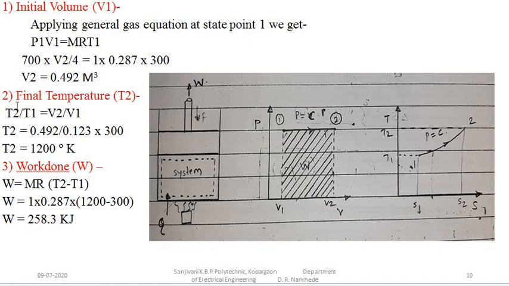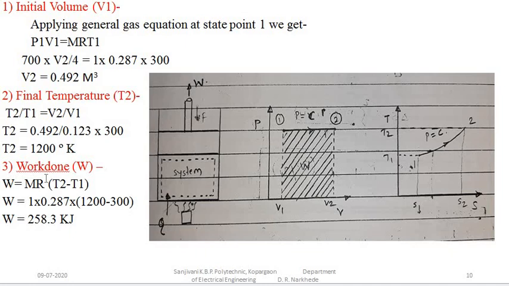Now the second parameter is the final temperature T2, which we have to calculate. We can use the volume and temperature ratios for the constant pressure process. So T2 upon T1 is equal to V2 upon V1. So T2 is equal to, putting these values, 0.492 divided by 0.123 into 300. So T2 is 1200 degree Kelvin. This is the value of temperature T2. Now we have calculated both the volumes and the final temperature, so among P, V and T we don't have any unknown value. Now we can move towards the other parameters.